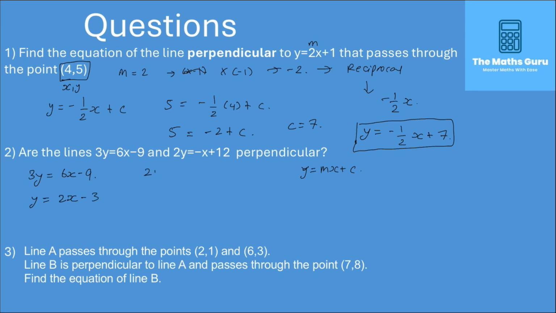Looking at our second equation, we have 2y is equal to minus x plus 12. Dividing through by 2, we get y is equal to negative a half x plus 6. Now, as you can clearly see, to get from gradient 1 to gradient 2, we have applied our negative reciprocal. Therefore, the lines are perpendicular.